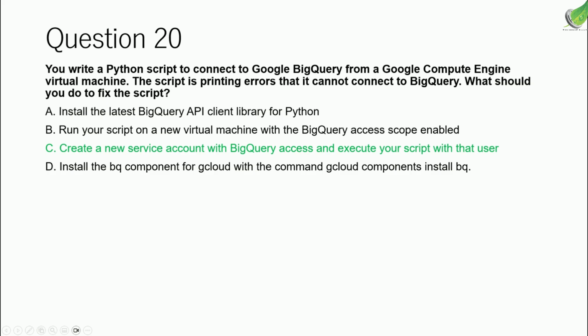Finally, you attach this service account to the GCE virtual machine. The Python client library will then automatically use the credentials of this attached service account to connect to the BigQuery API. This is the most secure and correct way to resolve the connection error. Therefore, the best solution is C. Create a new service account with BigQuery Access and execute your script with that user.